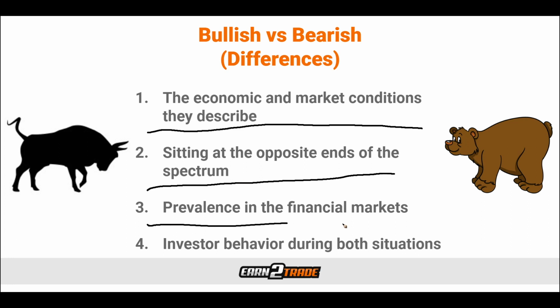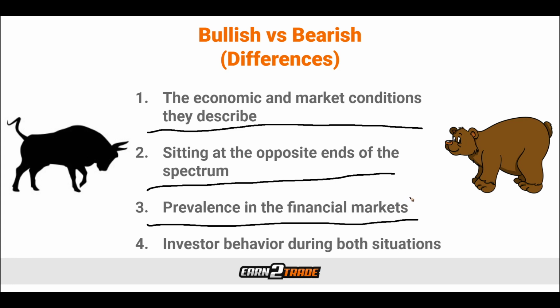Then we have the prevalence in the financial markets. Another difference between the bull and bear markets is their longevity. Although both the bull and bear markets can last for decades, the overall market direction has really always been upwards, thanks to innovation, the rise of new sectors and companies, and just overall growth. A rule of thumb is that no matter how long the market has been descending, in the end, it always breaks above its pre-crisis level.